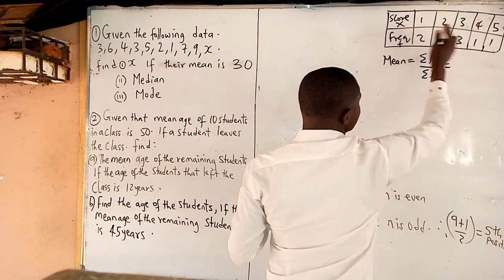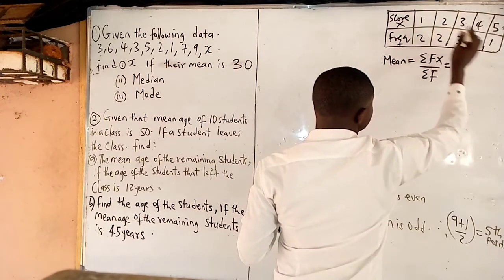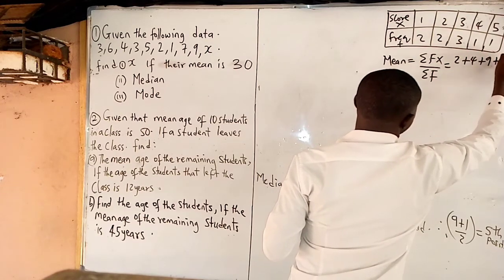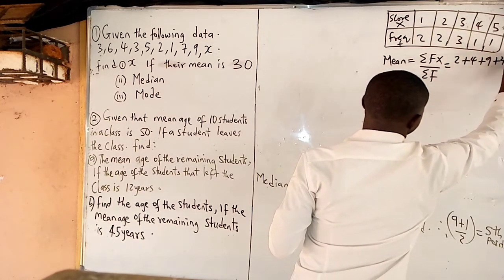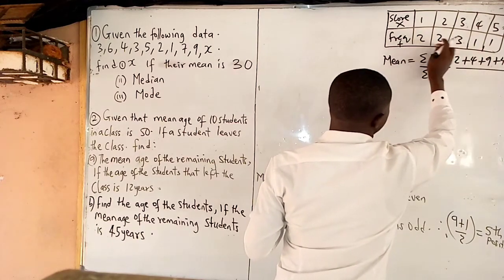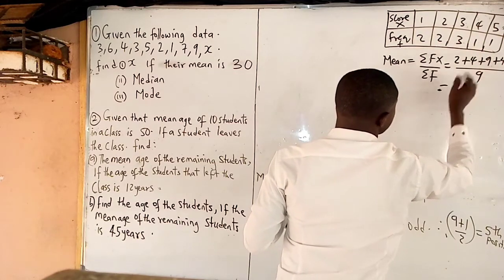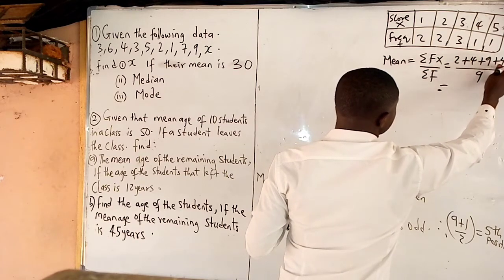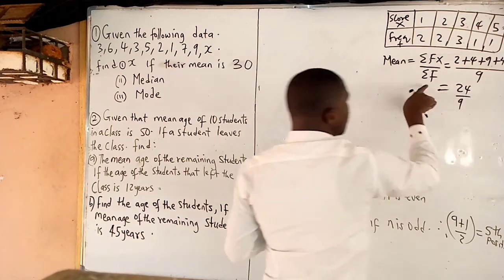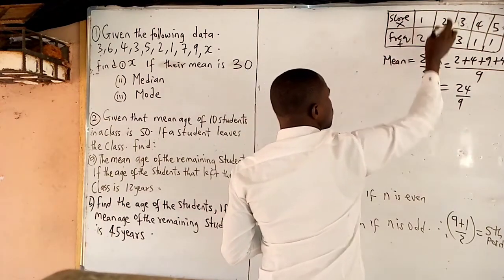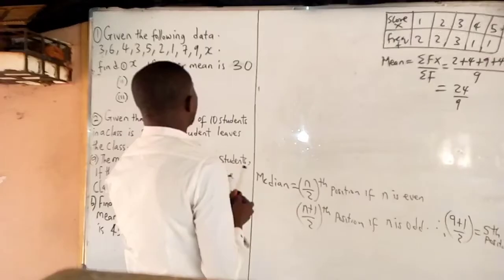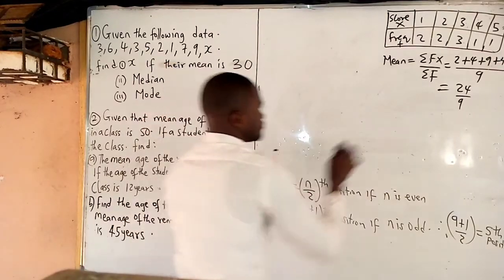That will be this times this 2, plus this times this 4, plus this times this 9, plus this times this 4, plus this times this 5. So all over, how many are the frequency? 2, 4, 7, 8, 9, that is 9. So that would be 24 over 9. So know that when you have the raw data packaged in the table, this is how to get your mean. Now back to the question we have.